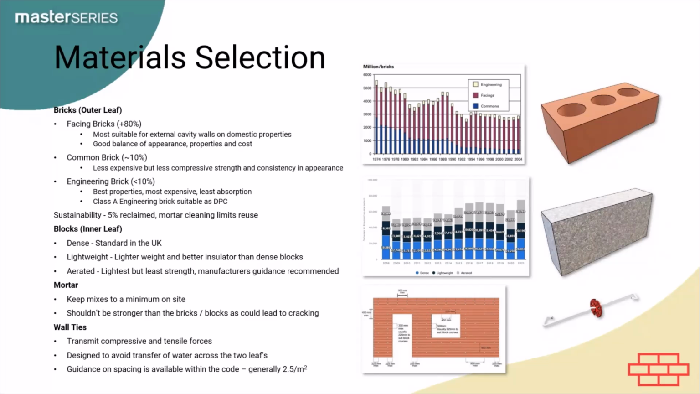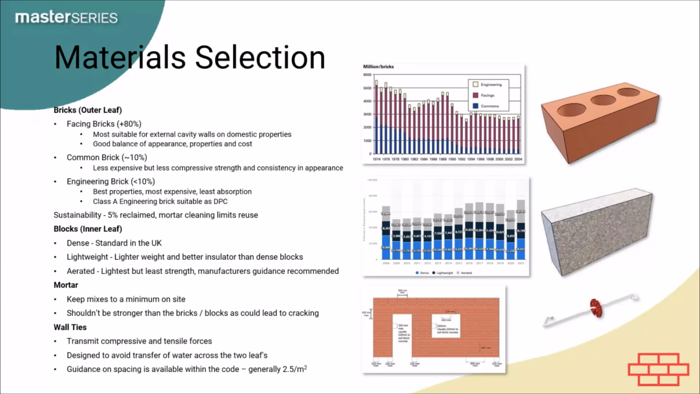Facing bricks are the most popular type of bricks used in the UK, as you can probably see there, and they make up about 80% against engineering brick and common brick, which are not as common anymore. From back in the 70s, it would have been more common, but I suppose that rate of facing brick correlates with the rate I gave earlier for the new houses. And for the purposes of the external walls of houses, facing bricks have the right balance of cost, appearance and properties for the role.